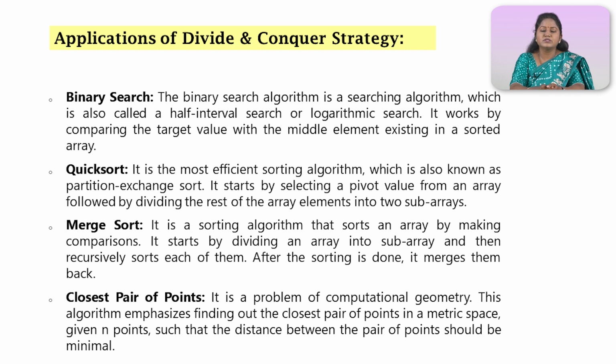Another one is the closest pair of points. This is basically used in computational geometry. This algorithm emphasizes finding the closest pair of points in a metric space, given the points, such that the distance between the pair of points is minimal.